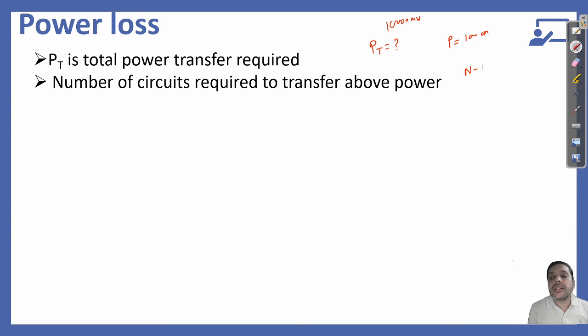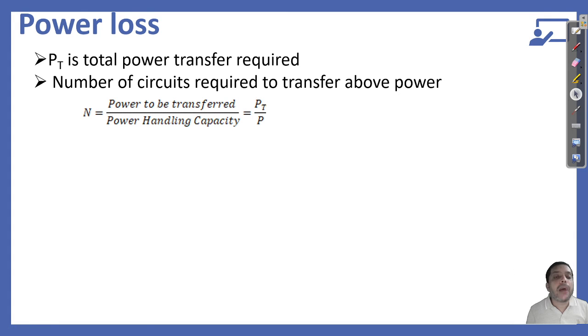So number of circuits is equal to PT divided by P, that is 10,000 divided by 1000. So total 10, sorry, 100. So 100, 10 cancel. So total 100 number of circuits. So 100 number of transmission lines you will need, or 100 circuits are required to transfer the power. So that is the number of circuits, calculated as the power to be transmitted divided by power handling capacity.